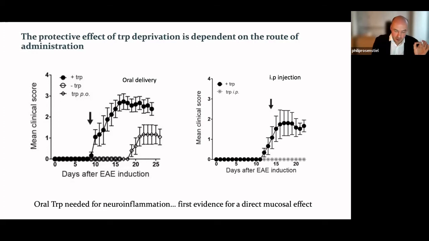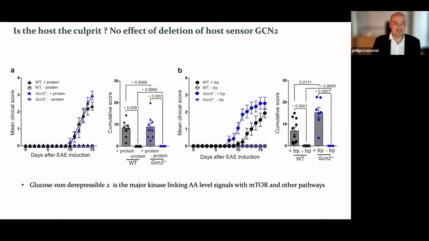So the oral tryptophan was needed for neuroinflammation, and there was some idea that there is a direct mucosal licensing effect of the tryptophan and/or metabolites. Then there was work done by Jana Sonner. She went through every knockout model there was where certain parts of tryptophan can be sensed. For example, the GCN2 kinase, which is the major kinase that links amino acid levels with the mTOR pathway. Long story short, no effect.